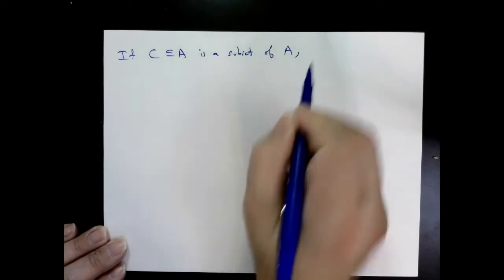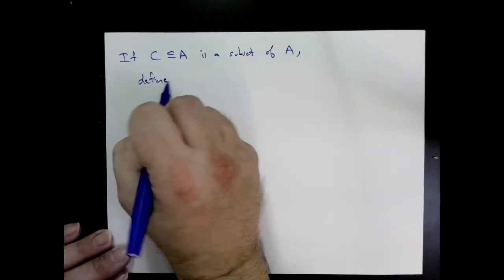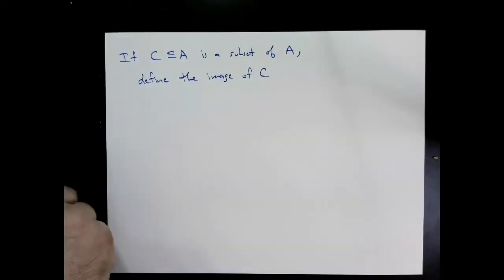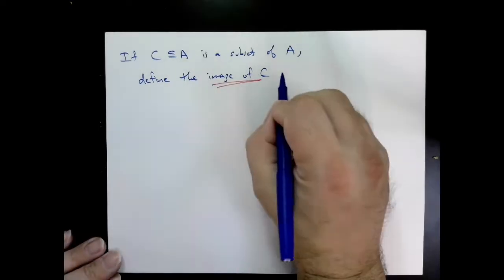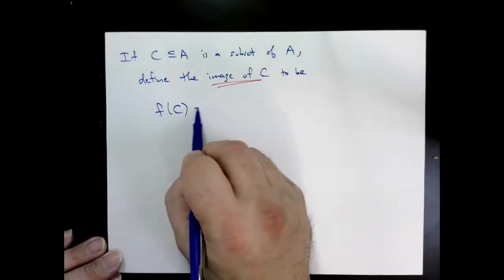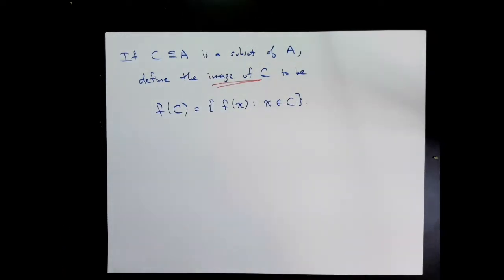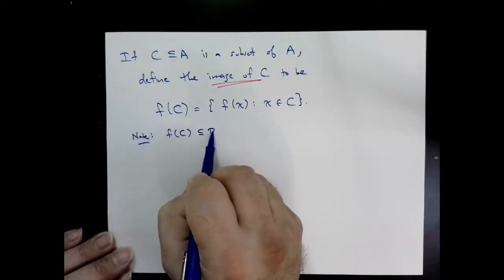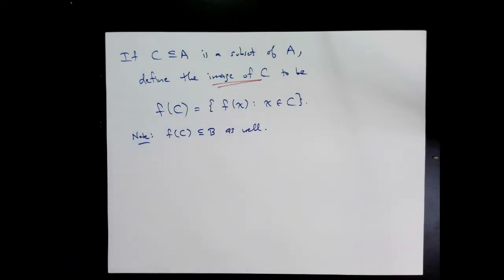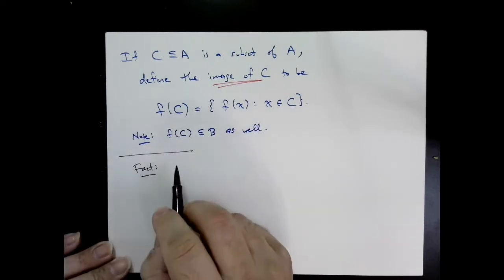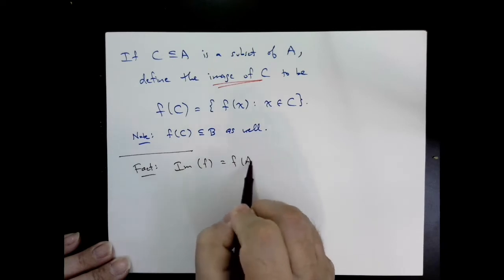Let f be a function from A to B, and let C be any subset of A. Then we can define f of C to be the set given by f of x for all x in C. Since each point f of x lies in B, the set f of C is a subset of B. Moreover, in this notation, we can also write the image of f as just f of A itself.